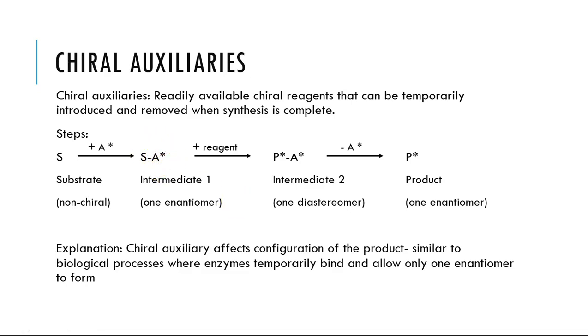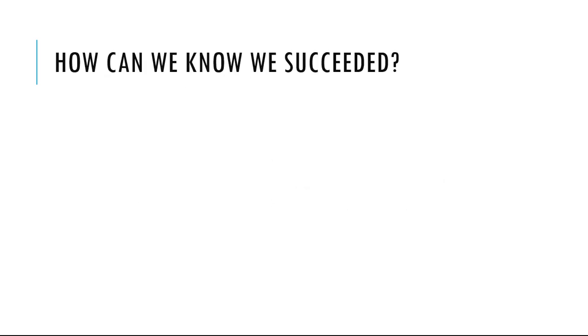It's really similar to biological processes where enzymes will temporarily bind and allow only one enantiomer to be formed. So we're sort of replicating the biochemical synthesis of some of these things. And we can do this, it isn't just with Taxol, we do this with other drugs as well. And it allows us to make some drugs with only one enantiomer.